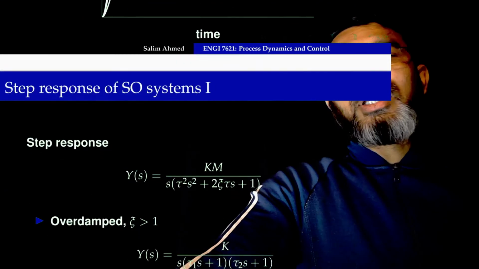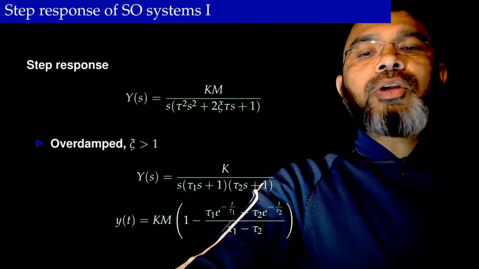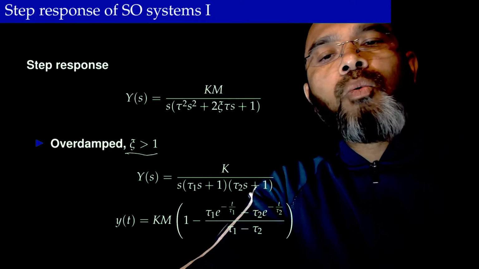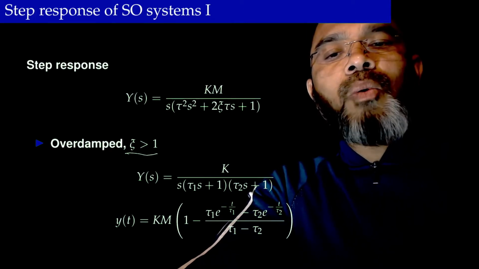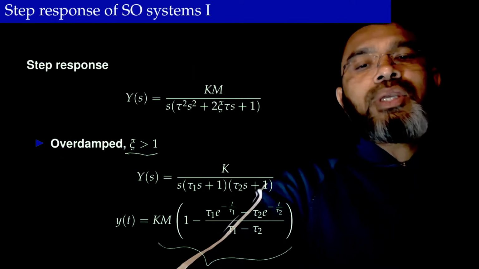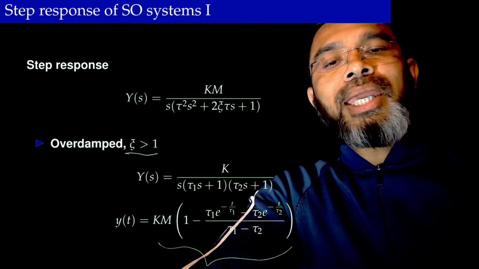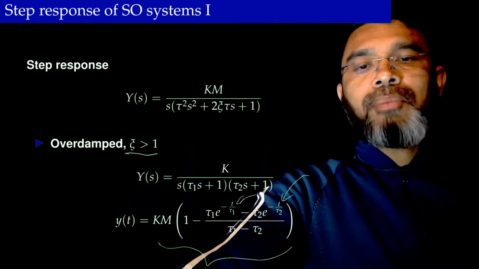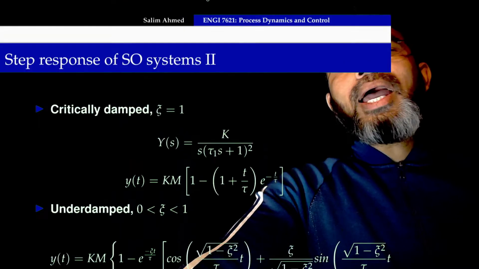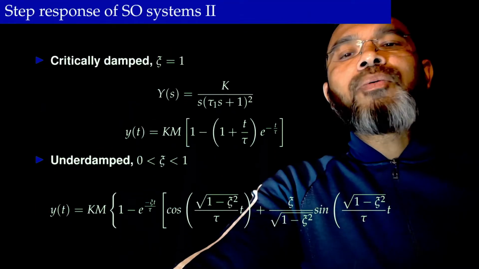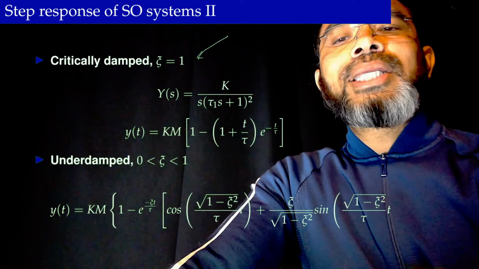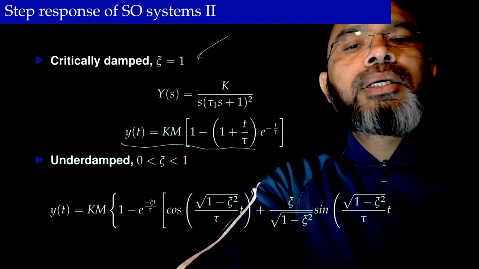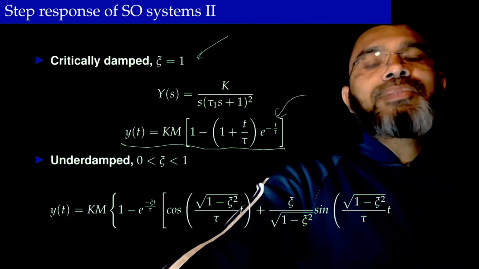Now, depending on this, the solution of the equation will also have a different form. So if the damping coefficient is greater than 1, we'll have y(t) expressed as this. You see that we have only exponential components in the equation. Now if the damping coefficient equals 1, this case is called critically damped, and we'll have the solution in this form, where again we'll have an exponential term.